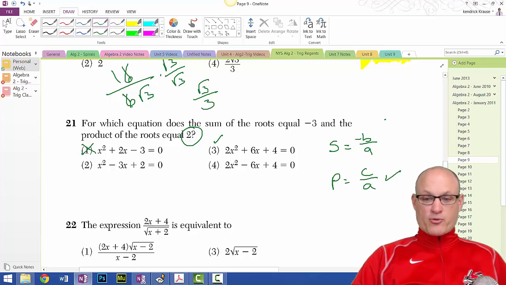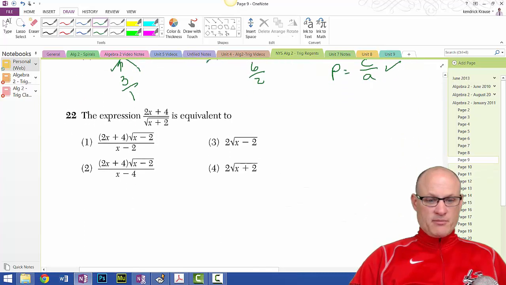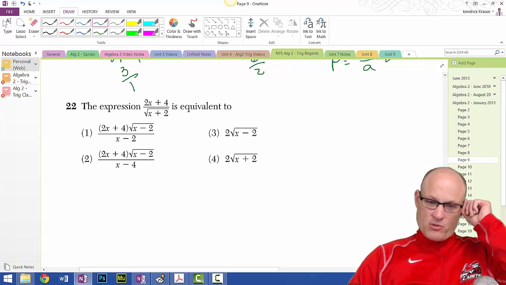Now we're going to have to do the sum. Negative b over a, and we want this to turn out to be equal to negative 3. So this is negative 6 over 2. That looks like it works. That might be our answer. This is 2 over, nope, oh, we already eliminated. Now remember, we're going to negate this, so it becomes positive 3 over 1, not our answer. We want negative 3. And this one becomes positive 6 over 2, not our answer. So there's our answer, choice 3. Done. Moving on. Didn't make a mistake. Yay. Oh my gosh.